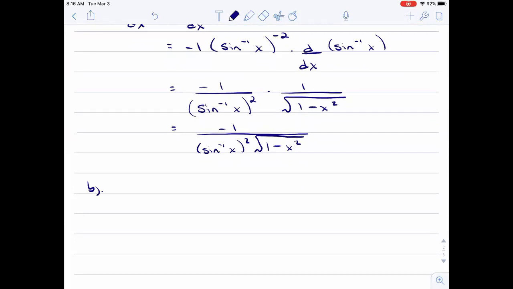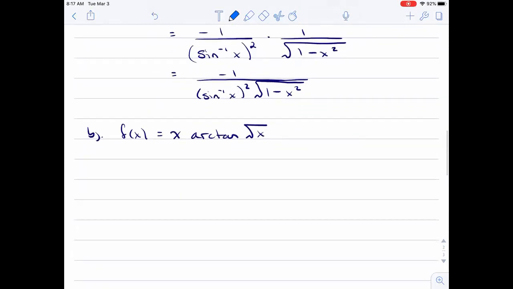Part B. Let's remind ourselves. We've got f of x is x arctan, which is just tan inverse, arctan of root x. If you take some time to break this down, we've got a chain rule here and a product rule here. You've got arctan on the outside, root x on the inside, and then you've got x times all of that, making a product.